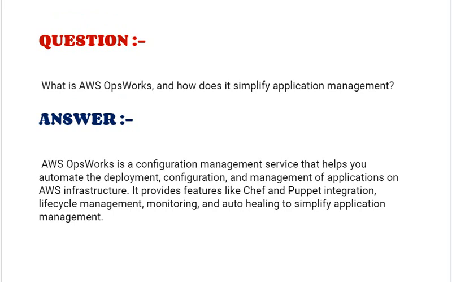Our next interview question is: what is AWS OpsWorks and how does it simplify application management? Your answer should be: AWS OpsWorks is a configuration management service that helps you automate the deployment, configuration, and management of applications on AWS infrastructure. It provides features like Chef and Puppet integration, lifecycle management, monitoring, and auto-healing to simplify application management.